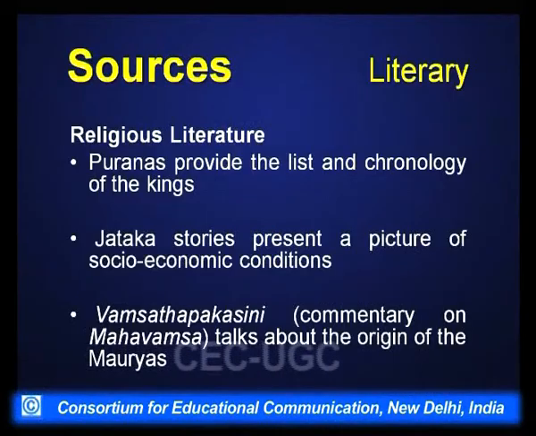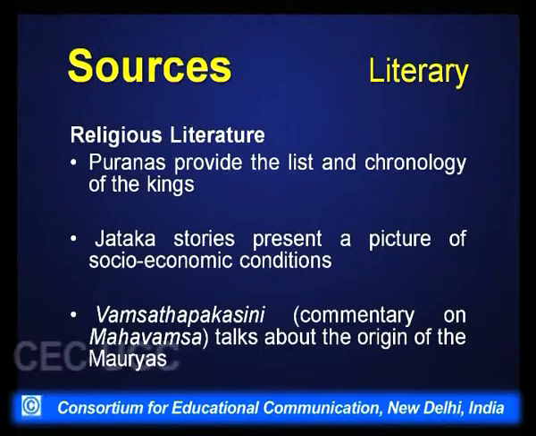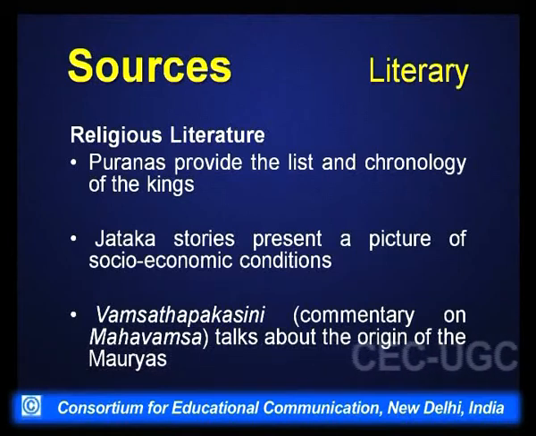Now as far as religious literature is concerned, the Puranas are a very important Brahmanical literature which provide the list and chronology of the Mauryan kings, because the list and the chronology of the Mauryan kings mostly comes from the Puranas, though it can be cross-checked with certain other sources as well. But generally the chronological order and the entire list of Mauryan rulers is derived from the Puranas only. Then apart from these Brahmanical sources, various Puranas are there.